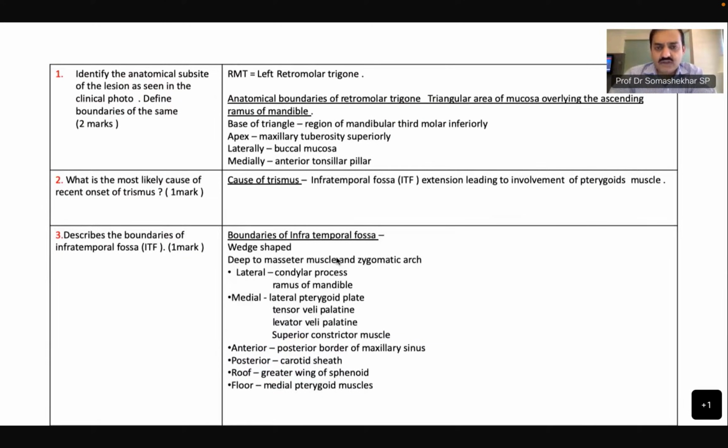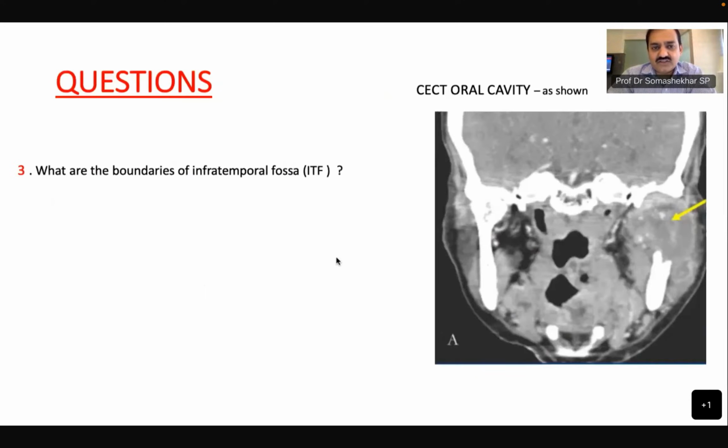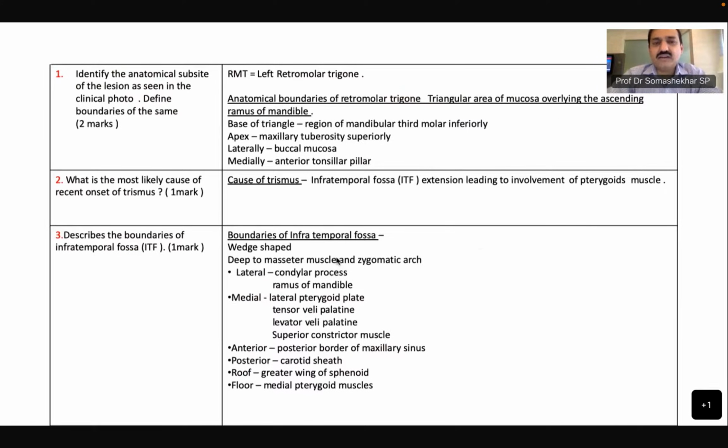Question number 1. So what is this anatomical subsite? It is called the retromolar trigone, RMT. The anatomical boundaries of the retromolar trigone: it's a triangular area of mucosa overlying the ascending ramus of the mandible. It is always asked. If I come as an examiner, I always ask this.